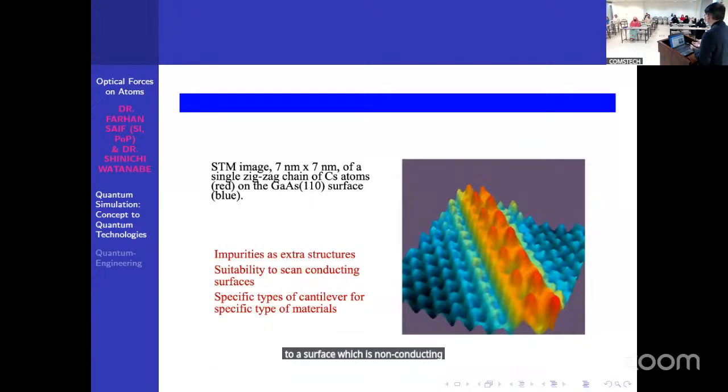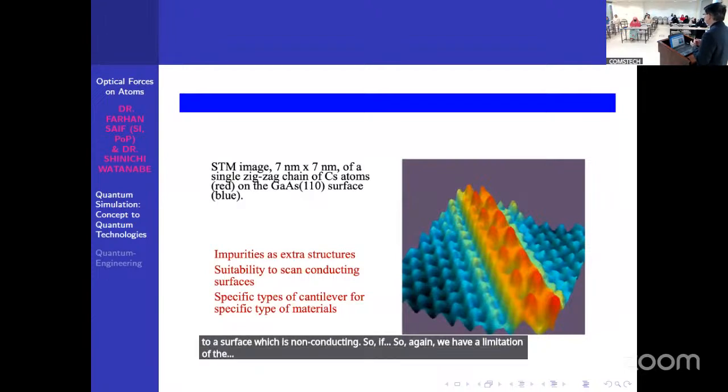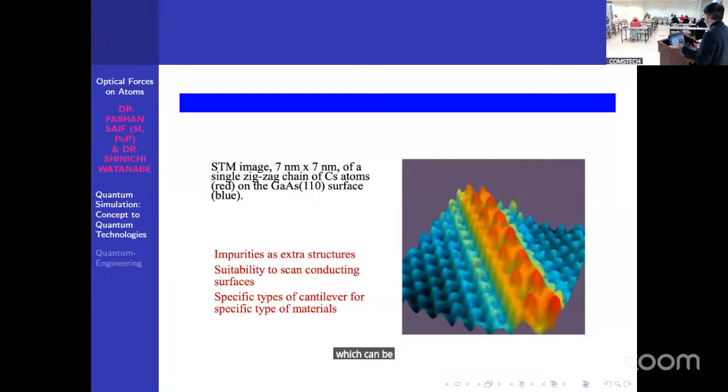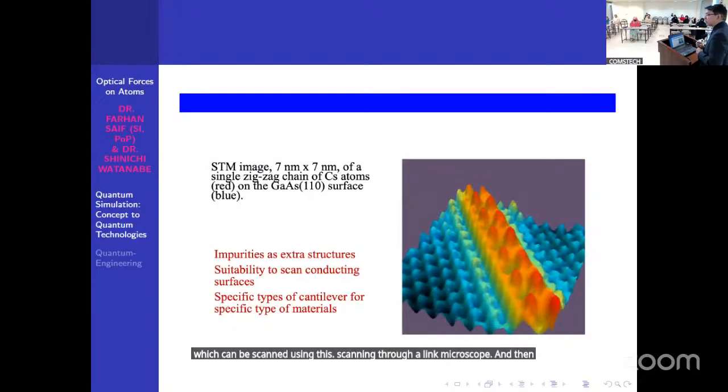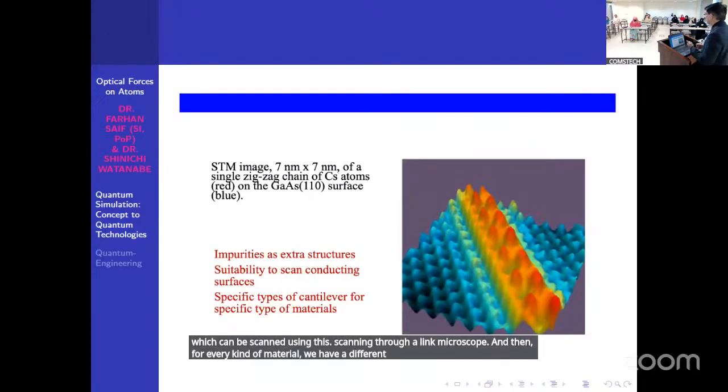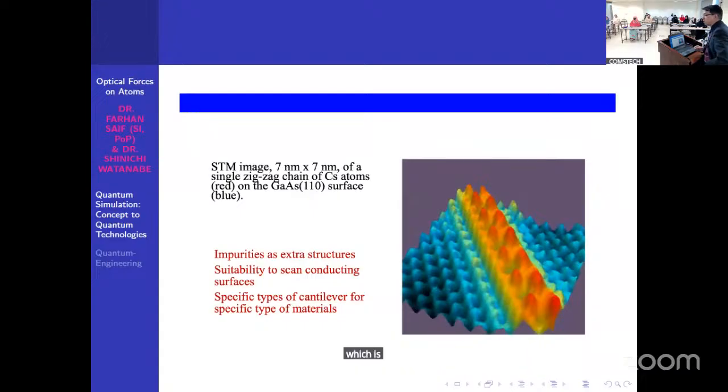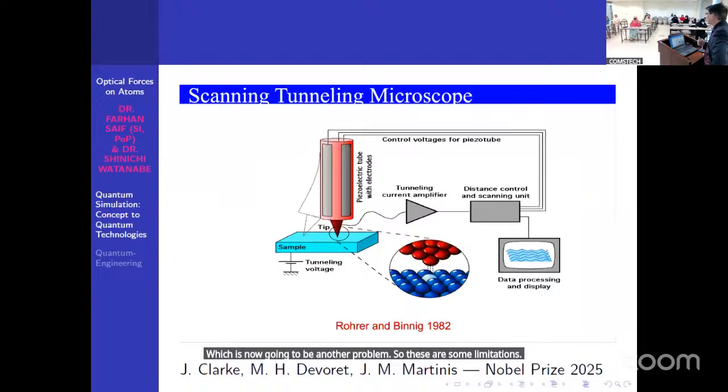So again, we have a limitation of the samples which can be scanned using this scanning tunneling microscope. And then for every kind of material, we have a different kind of cantilever, which is another problem. So these are some limitations. To avoid these limitations, the inventor of STM came up with another idea, the atomic force microscope.